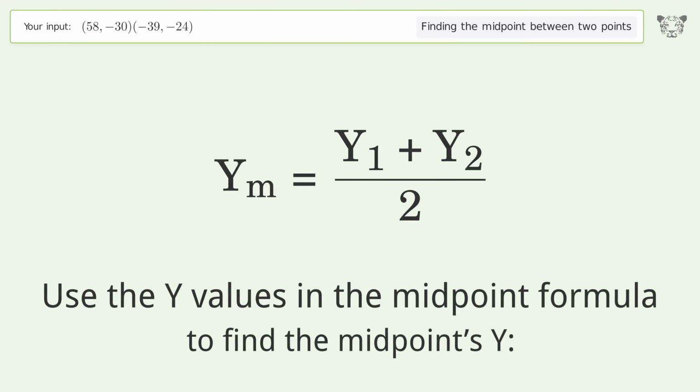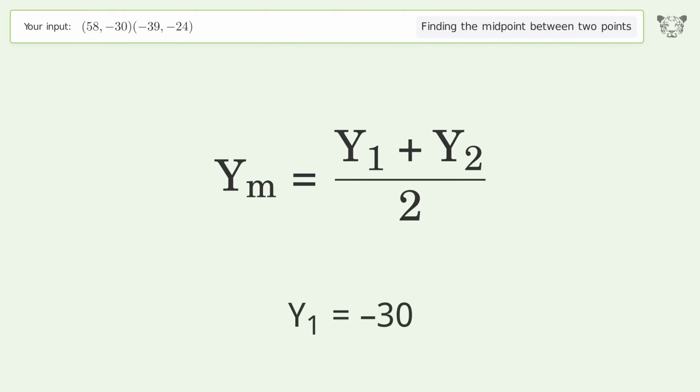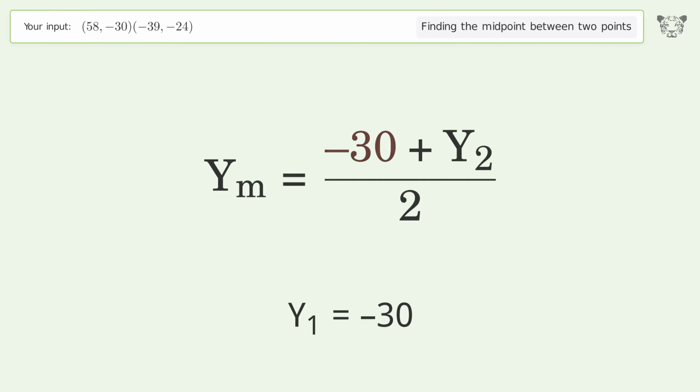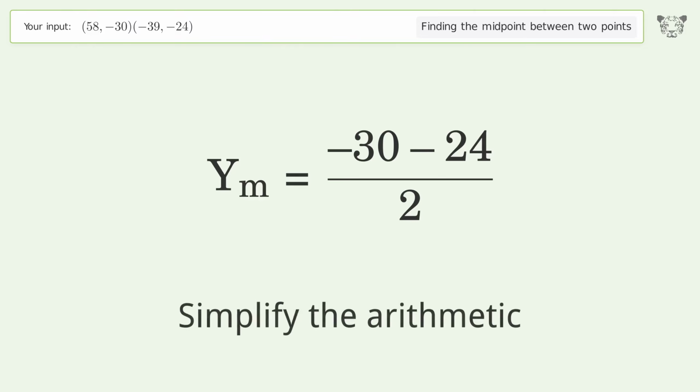Use the y values in the midpoint formula to find the midpoint's y. y1 equals -30. y2 equals -24. Simplify the arithmetic.